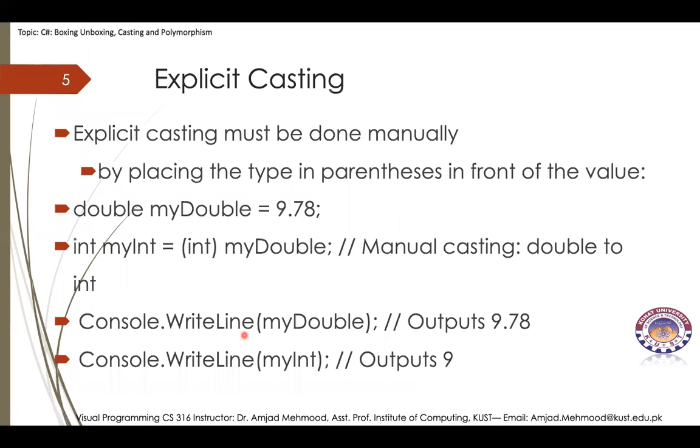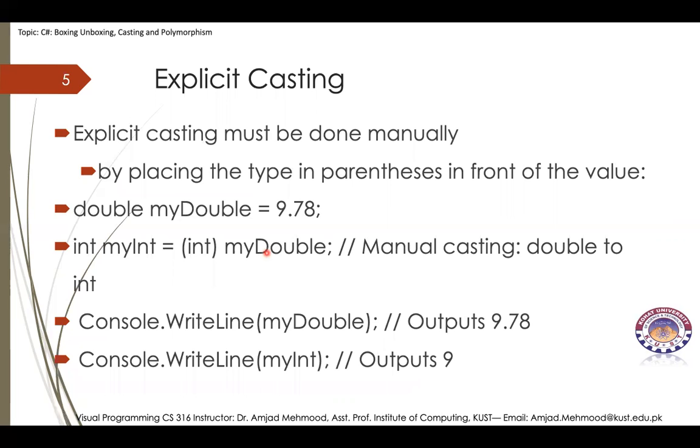But on the other hand, explicit casting must be done manually. Here you can see the example: you have a double value of 9.78, and you want to convert this double. Double is 8 bytes and integer is 4 bytes. If you want to assign the 8 bytes to 4 bytes, definitely there will be a loss of values.